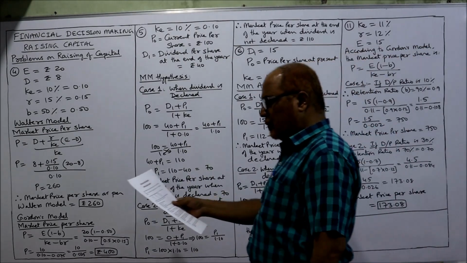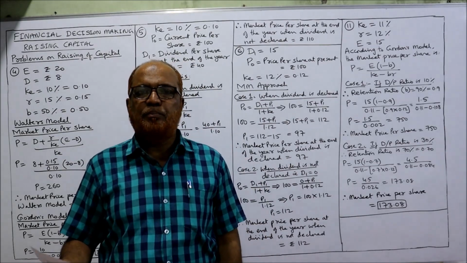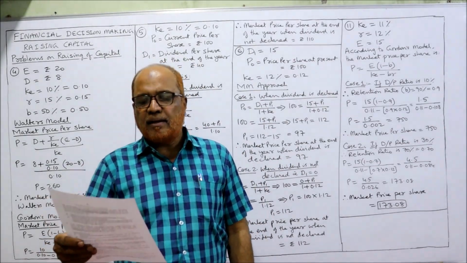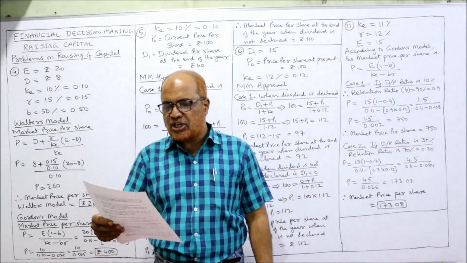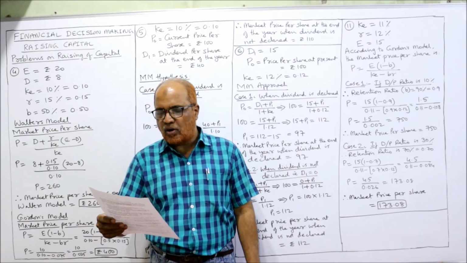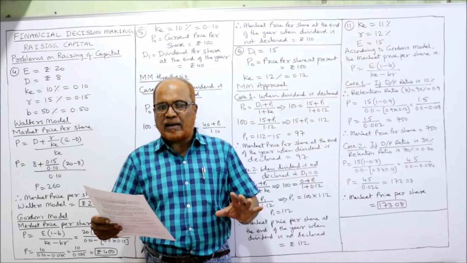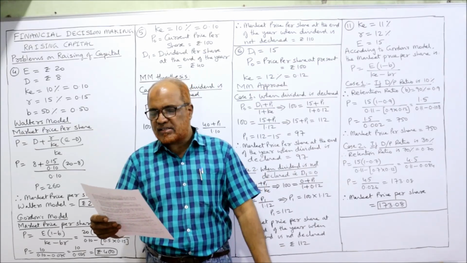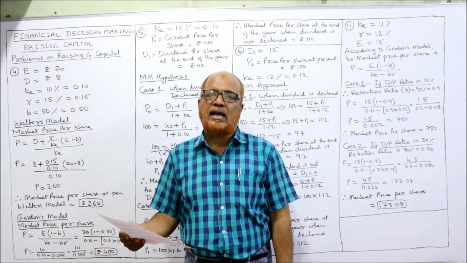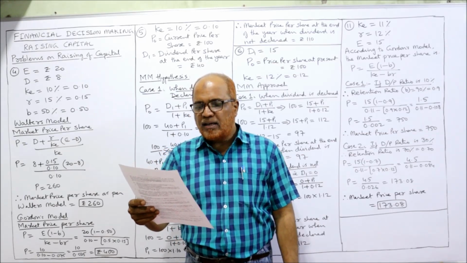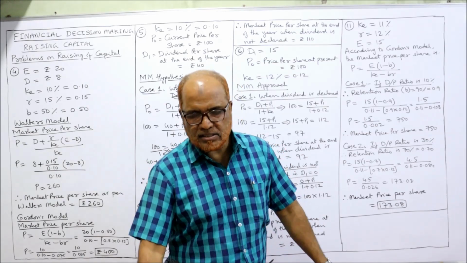See problem number 4. I'm reading out problem number 4. Calculate the price of a share of X Limited under Walter's model and Gordon's model. So we have to calculate the market price per share of X Limited under both the models, Walter as well as Gordon. Earnings per share E is equal to 20.